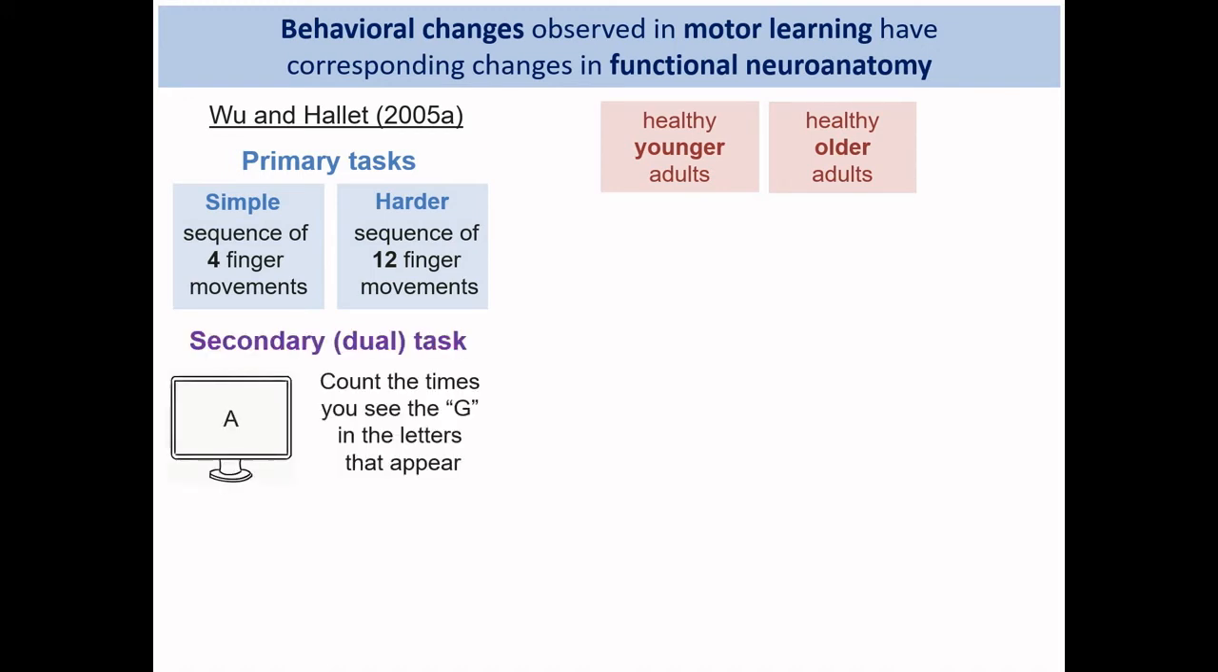Participants in this experiment were also asked to perform a secondary task at the same time as performing the primary task. This task involved watching letters flash up on a display screen and counting the number of times that a specific letter came up. For example, you might have to count the number of times that the letter G flashed up onto the screen in front of you.